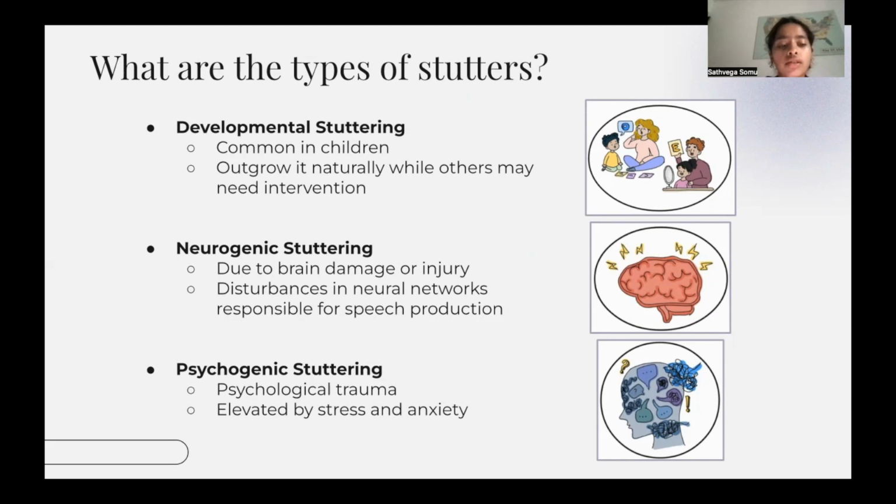Finally, we have psychogenic stuttering, which stems from psychological trauma and is elevated by stress and anxiety. Although it's quite rare, it's characterized by rapid repetition of sounds and words during speech.